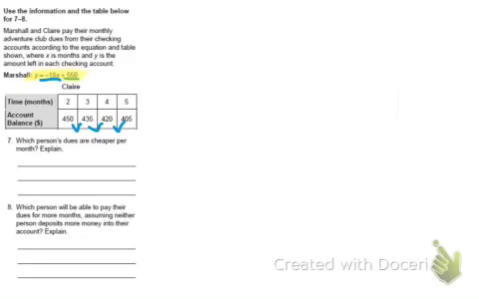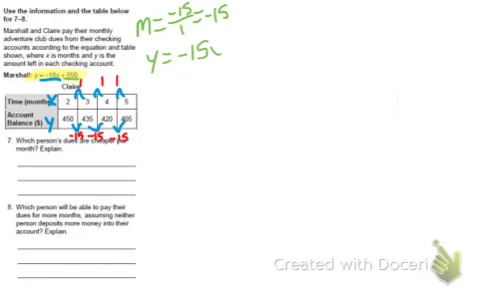So let's find change in Y over change in X. Account balance is Y, time is X. Which dues are cheaper? Well, we need to write the equation to find that. So the change here is negative 15, negative 15, negative 15, and the change here is 1, 1, 1. So our slope is negative 15 over 1, which is negative 15. So Y equals negative 15x.